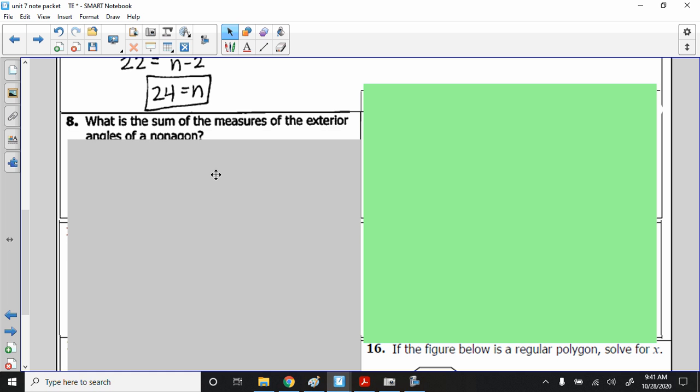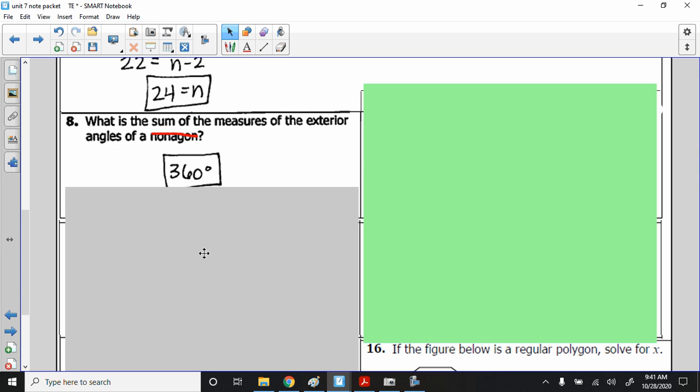What's the sum of the measures of an exterior angle of a nonagon? I don't really care what this says. If it says sum of the measures of the exterior angles, it's 360. Every single shape has an exterior sum of 360.